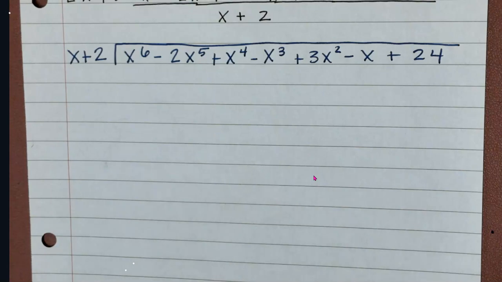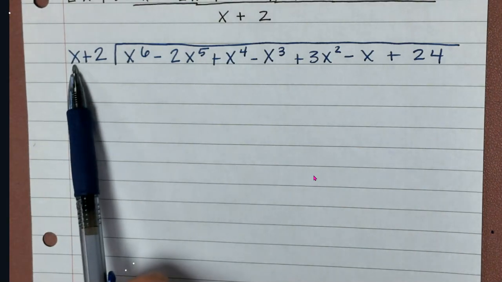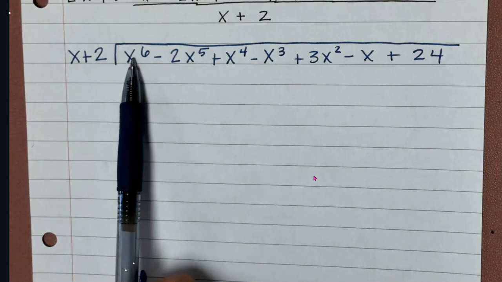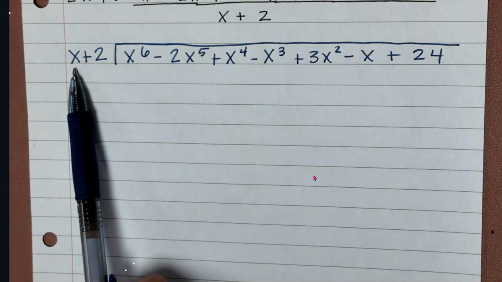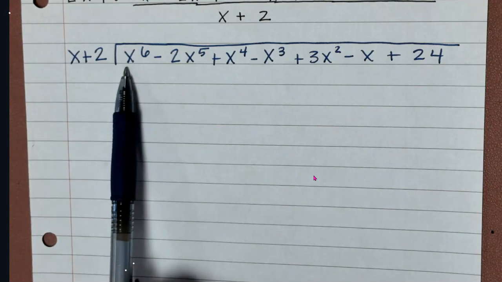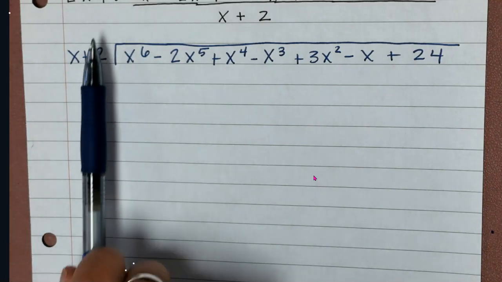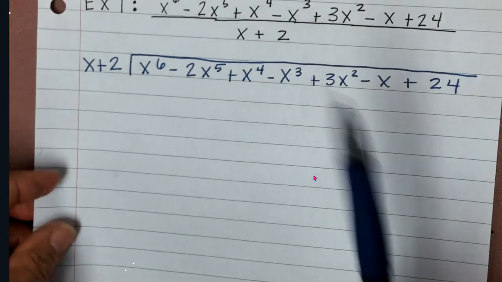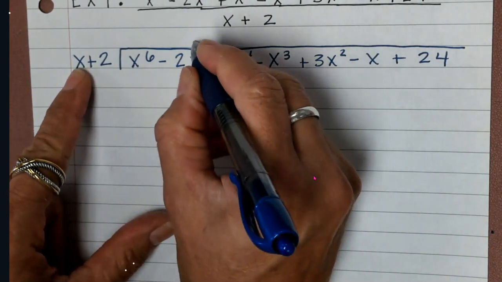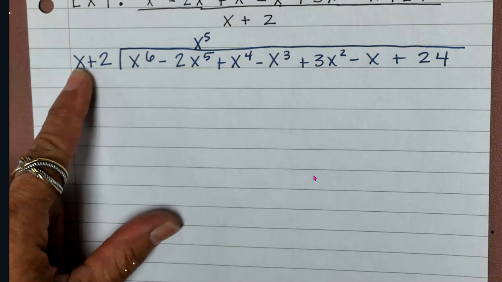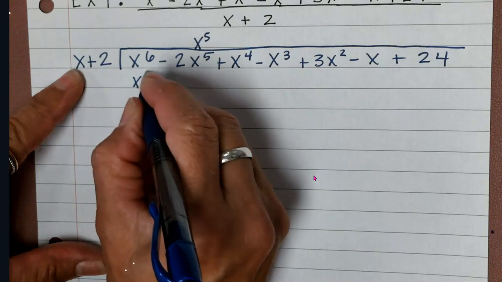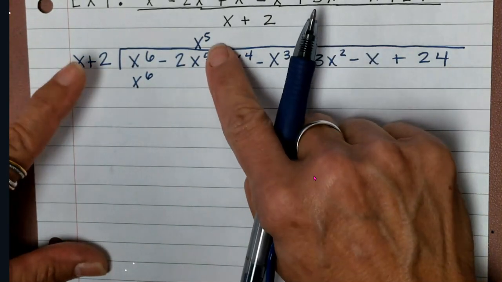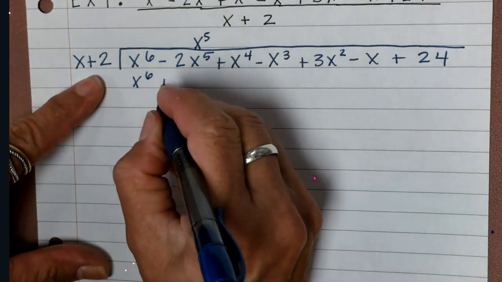So when we divide, it's all about making that x look like that x. That x doesn't look like that x. So I'm going to take this and I'm going to multiply it by x to the 5th, because x times x to the 5th is x to the 6th. But when you do this long division, line up your degrees. So I'm going to multiply this by x to the 5th. I'm going to put x to the 5th right here, right above it. So x to the 5th times x is exactly what I wanted, x to the 6th. X to the 5th times 2 is just going to be a positive 2x to the 5th.